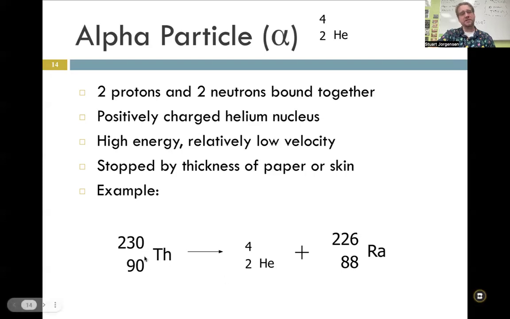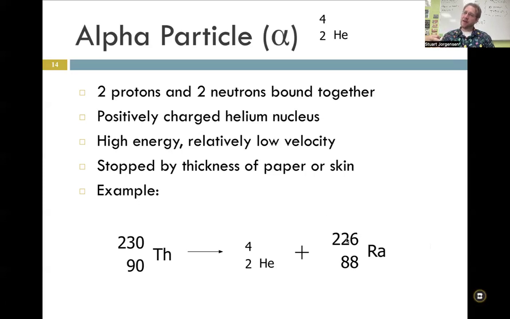So we got our thorium here. And from our thorium, we pull out 2 protons, spit them out, which means we lose 2 protons. So our original thorium now has 2 fewer protons, which turns it into radium. It actually transmutes the element into something else. Because we lost 2 neutrons as well, we lost a total of 4 nucleons. So our mass goes down by 4.